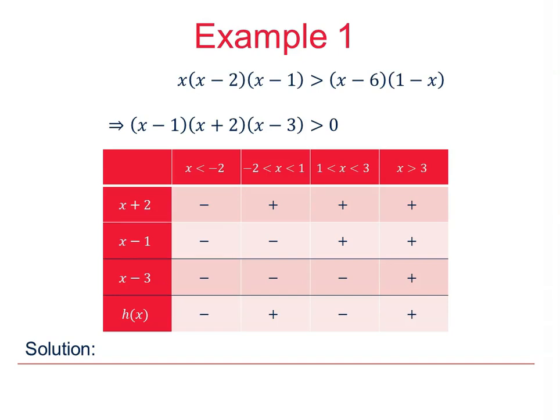Now we want to solve this inequality which says greater than 0. So we want the values where the function itself is positive, so that we have the region between -2 and 1, and greater than 3. So our solution will be x such that -2 < x < 1, union x such that x > 3.